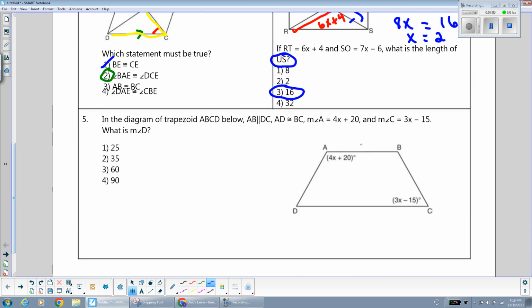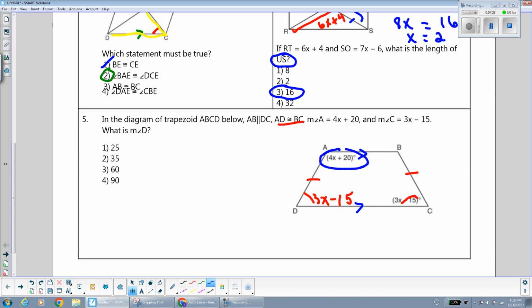Okay, here we have a trapezoid with parallel bases. And we do know that this angle is 4x plus 20 and this angle is 3x minus 15. And they do also tell us, key piece of information, that the legs are congruent. So we do know that this is an isosceles trapezoid. And since it is an isosceles trapezoid, the base angles are congruent to each other.